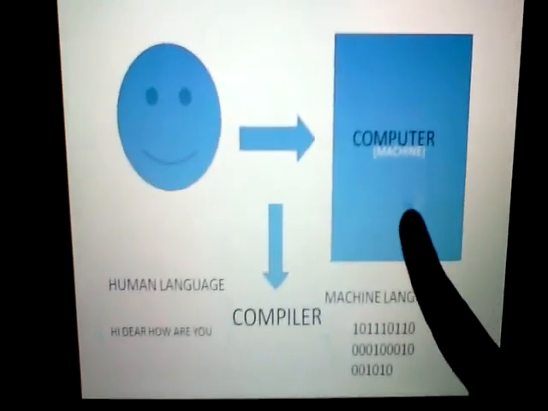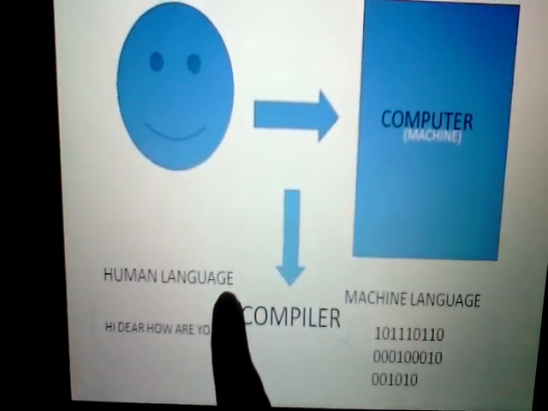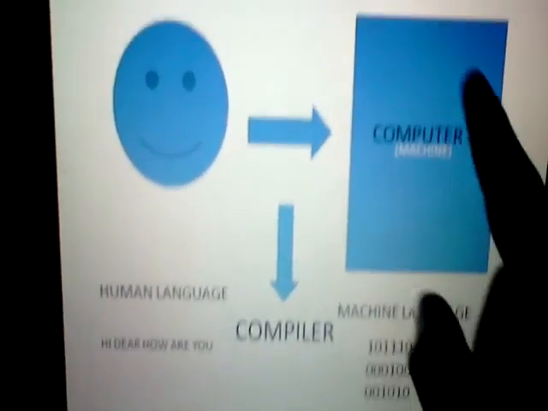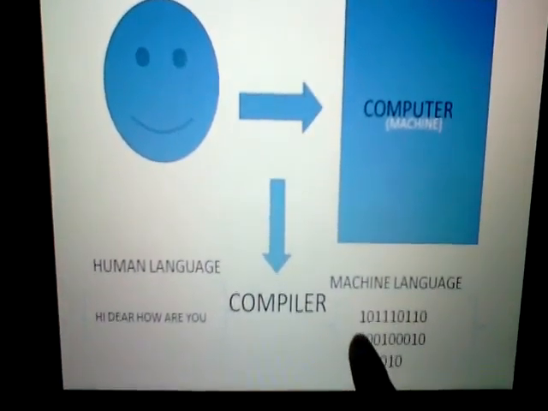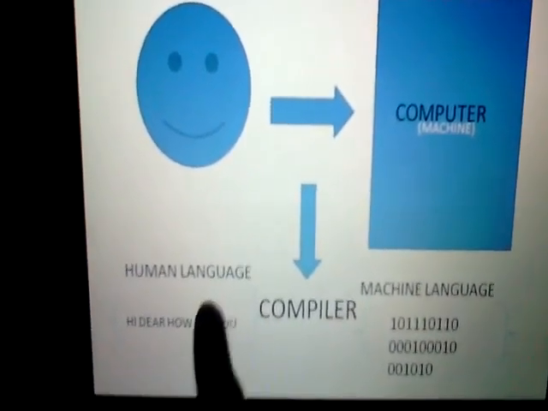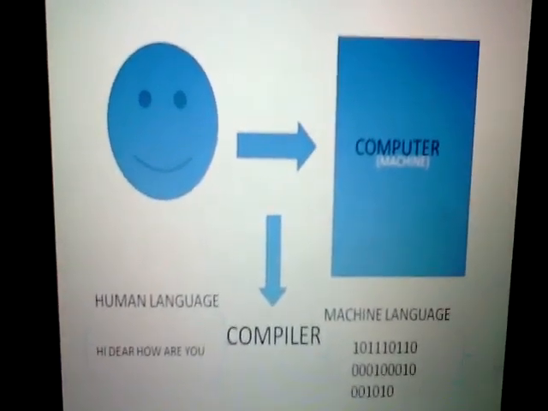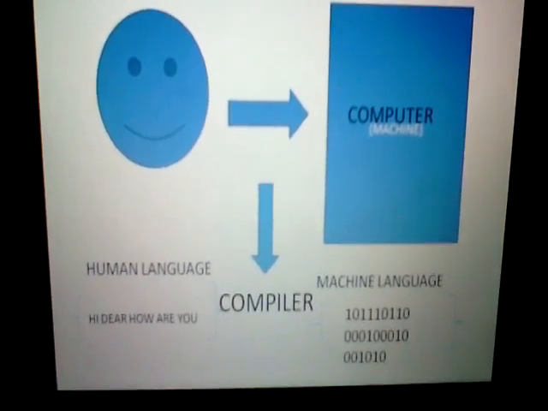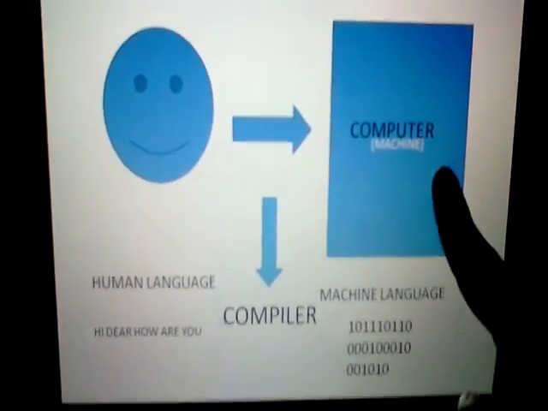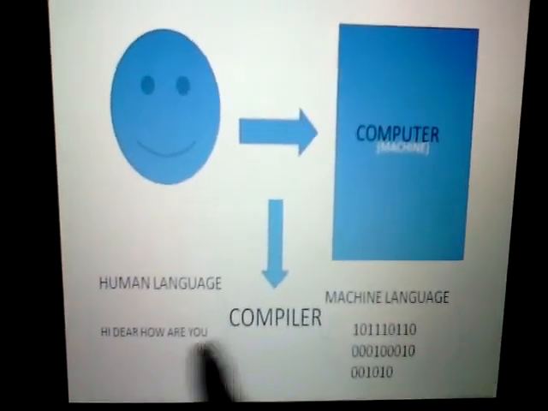Computer, a machine, has a language called machine language, and a user has a language called human language. If a person wants to communicate with a computer, the computer language is in the form of ones and zeros. It's a binary language, and the human language is like this: hi dear, how are you? If we say hi dear, how are you to the machine, it does not understand. To make the machine understand, he should convert the human language into the machine language.